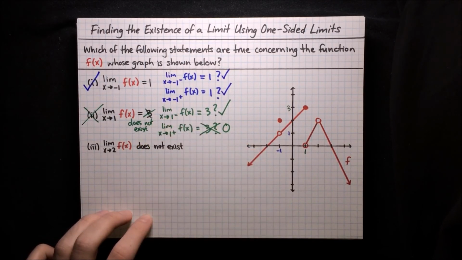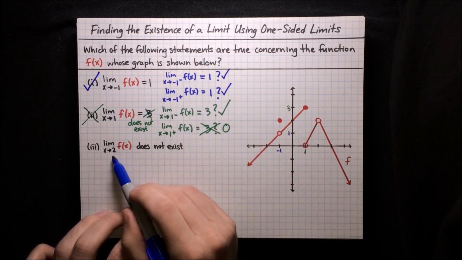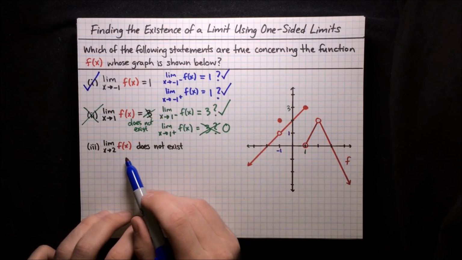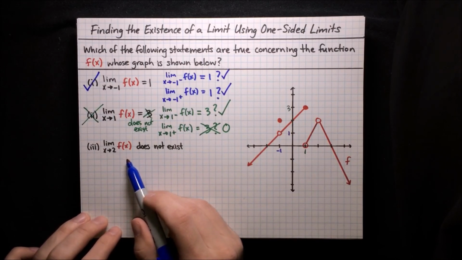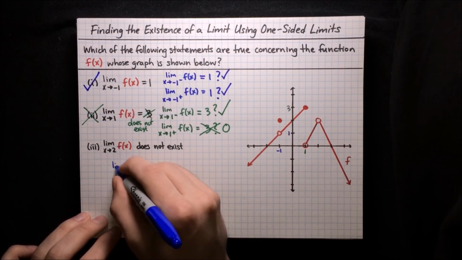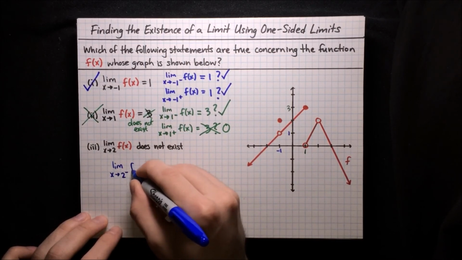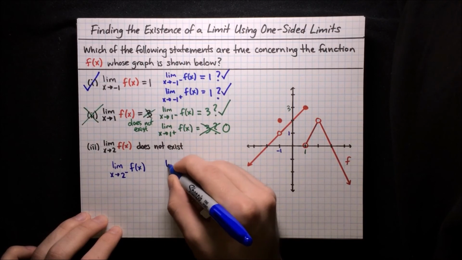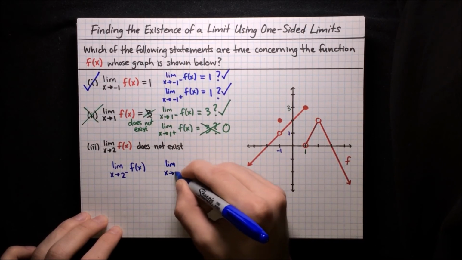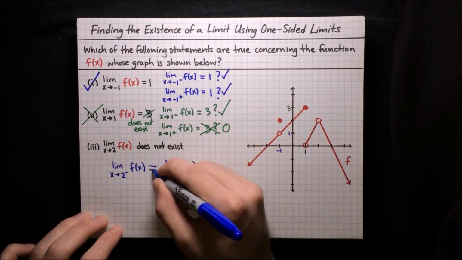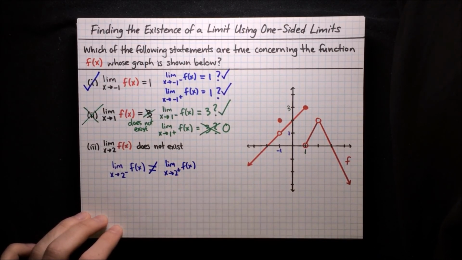Alright, now let's check the third statement. The limit as x approaches 2 of f of x does not exist. Okay, so in order for this to be true, in order for the limit not to exist, we need to have that the left limit and the right limit, either they are not equal or at least one of them does not exist.